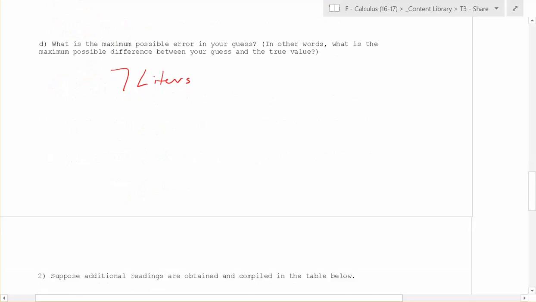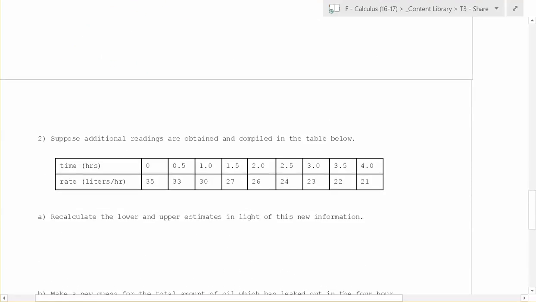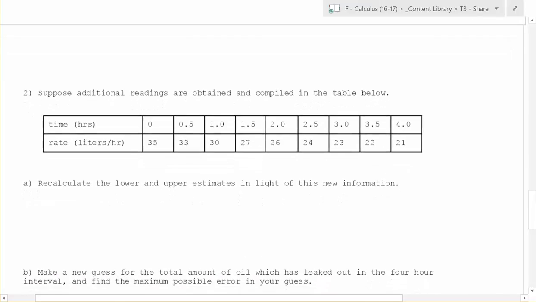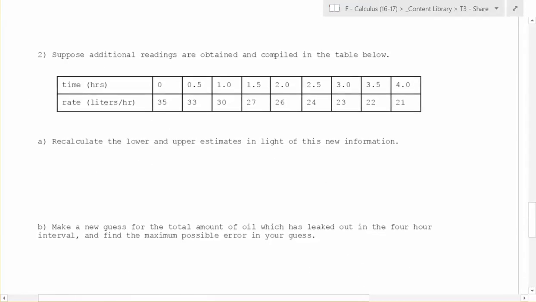Nice. Okay. Suppose additional readings are obtained and compiled in the table below. So if you were to do this out, what's the quickest way to do the lower and upper estimates?